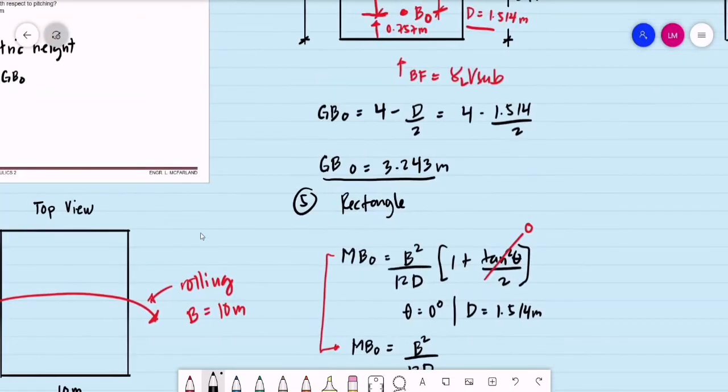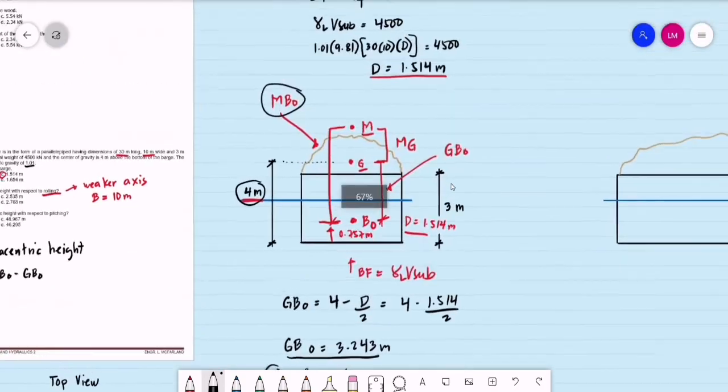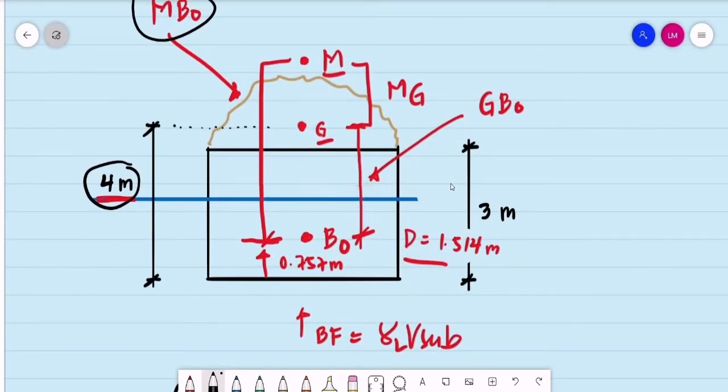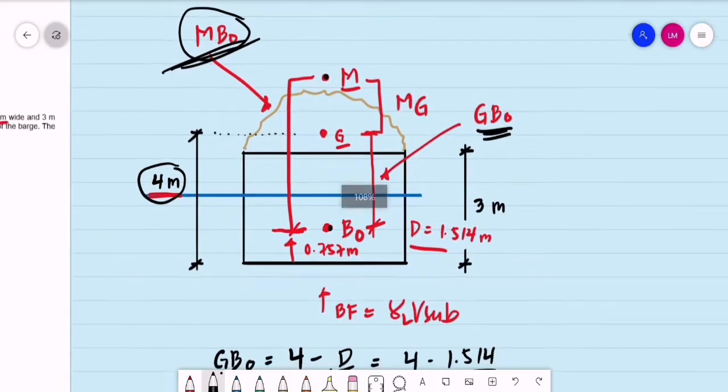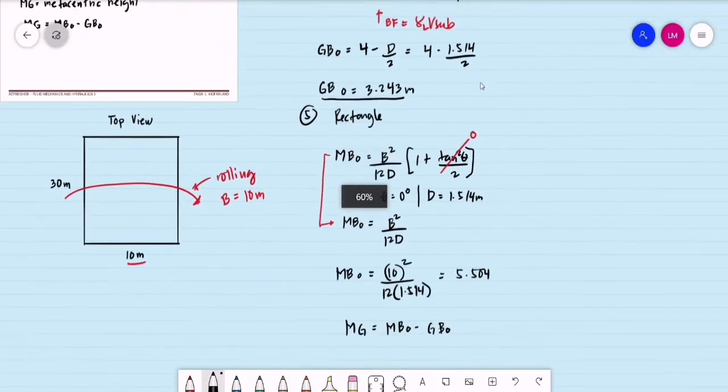So, balikan lang natin ulit yung figure. Di ba, ito yung nakuha natin na distance from MB sub O. That is yung metacenter to the center of buoyancy, MB sub O. Ibawas lang natin yung GB sub O. Yun na yung MG. Or ulitin lang natin siguro para mas malinaw.